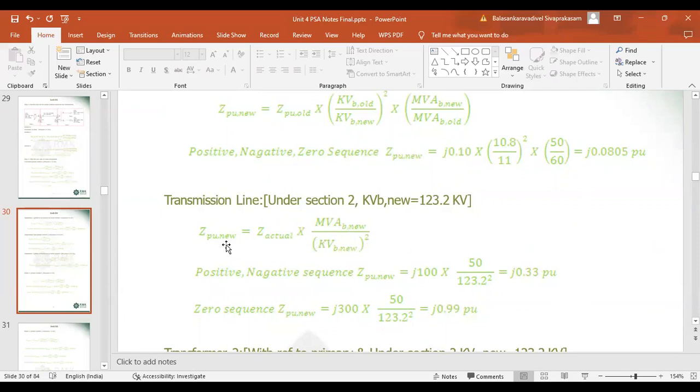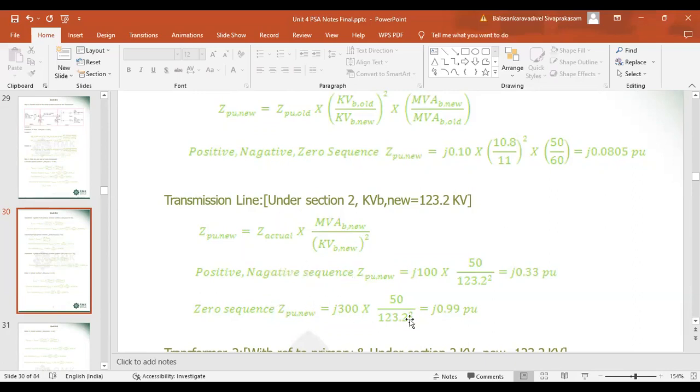Per unit mu is equal to actual value divided by base value. So what is the formula for base value? kVb mu the whole square divided by MVAb mu. So if you rewrite the expression, the formula becomes Z per unit mu is equal to Z actual into MVAb mu divided by kVb mu the whole square. Now we can use this formula to calculate the value of per unit reactance of transmission line.